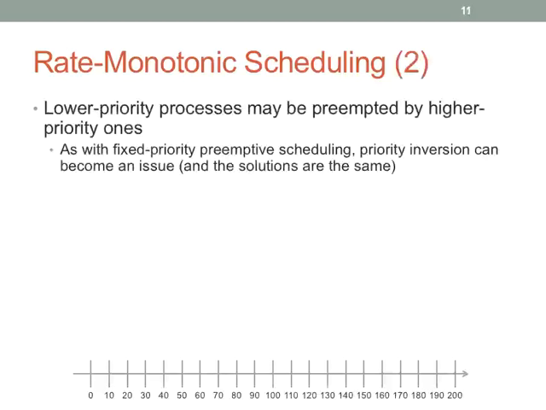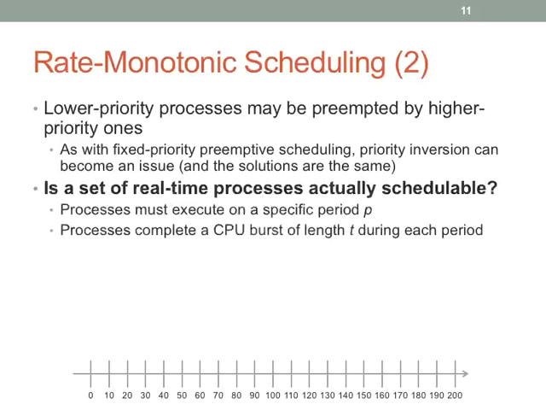So low priority processes can be preempted by higher priority ones. So you can have priority inversion with this, which is kind of interesting, but we're not going to go into those kinds of situations, thankfully. So the real question is, can you actually schedule a set of real-time processes?